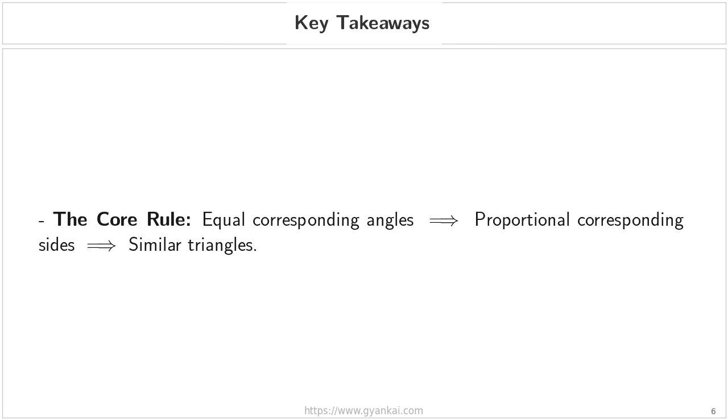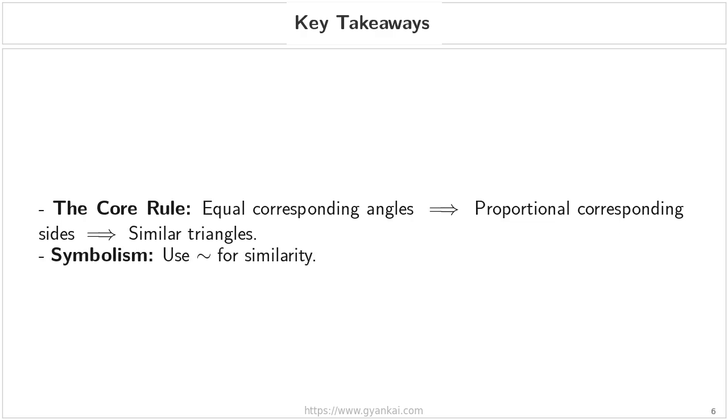Key takeaways. First, let's look at the core rule that we've been discussing throughout this session. Remember, the entire logic of this theorem rests on a single chain of implication. If you can prove that the corresponding angles are equal, this automatically implies that the corresponding sides are in proportion, which, in turn, leads us to the conclusion that the triangles are similar. It is a beautiful, logical progression.